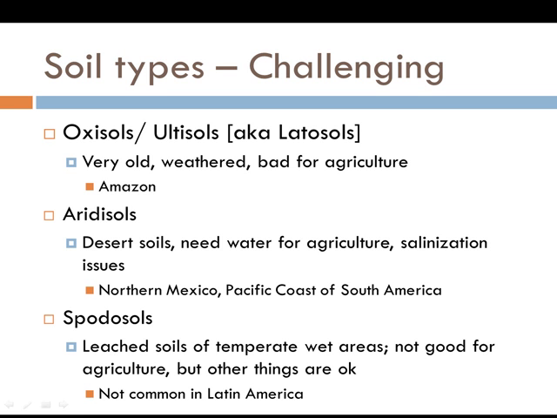Then there's spodosols. Now these are leached soils in wet areas. They're often used for forestry purposes. We don't find a lot of them in the U.S. They're not good for agriculture because they're flooded all the time, but they are good for things like timber production, right? We have a lot of these in the northern U.S. and in Canada, not so much in Latin America, a few places down in the very tips of Argentina and Chile.